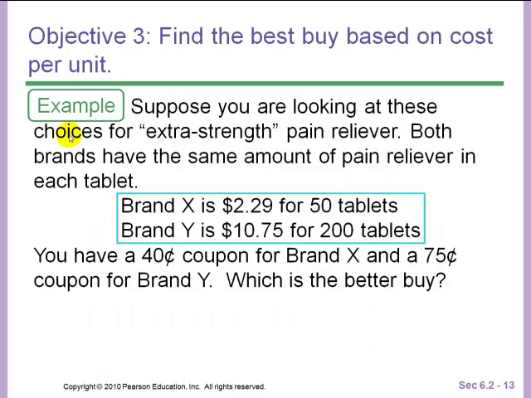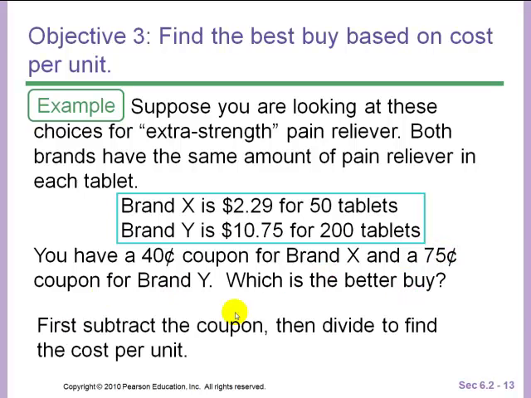Suppose you are looking at these choices for extra strength pain reliever. Both brands have the same amount of pain reliever in each tablet. Brand X is $2.29 for 50 tablets, and brand Y is $10.75 for 200 tablets. However, you have a 40 cents coupon for brand X and a 75 cents coupon for brand Y. Which is the better buy? First, we're going to subtract that coupon from our prices and then find the cost per unit.